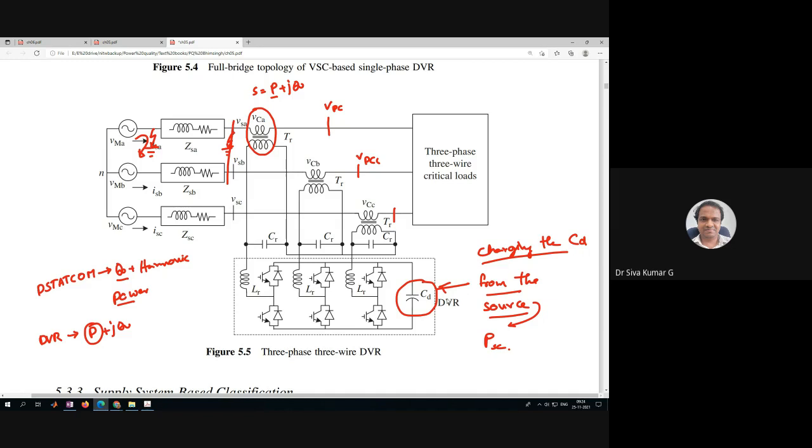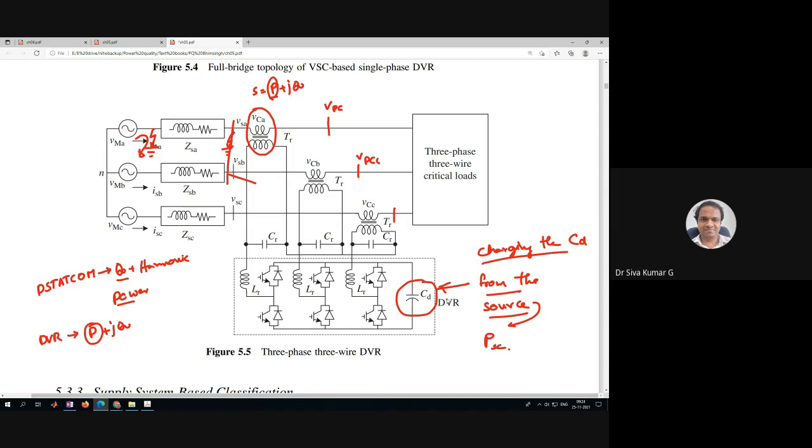In that case, do you think the source can charge the capacitor? It cannot. And don't think that once it has been charged, that energy is more than enough to correct the voltage by injecting this power. No. As I was explaining, the discharging rate of the capacitor while injecting the real power is just a half cycle or one cycle. Don't think that once you charge the capacitor, it sustains for the whole number of cycles.